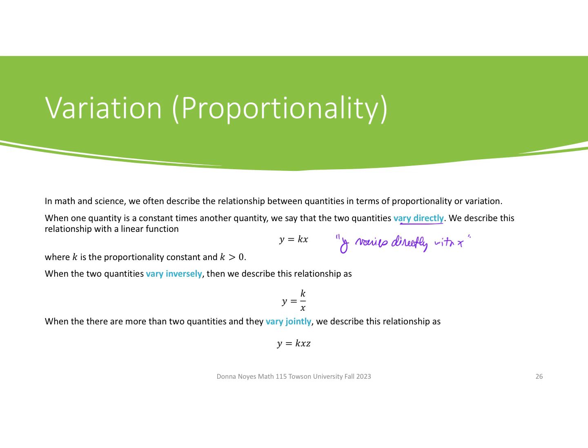When two quantities vary inversely, we say that y equals k divided by x. This is similar to what we saw in section 3.5 with our rational functions, where we have 1 over x. And then when there are more than two quantities and they vary together or vary jointly, we describe it as y equals k times x times z.